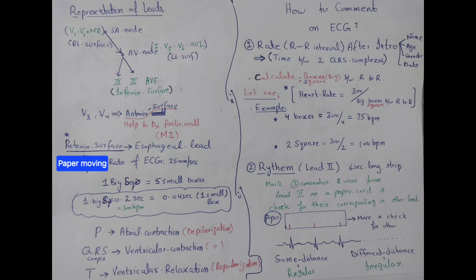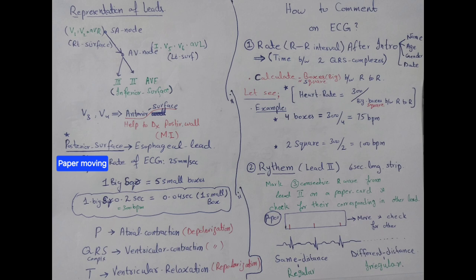So for now we will close here. Other things we will discuss in how to comment on ECG are axis, P wave, PR interval, QRS complex, QT interval, ST segment, and additional considerations in the ECG.